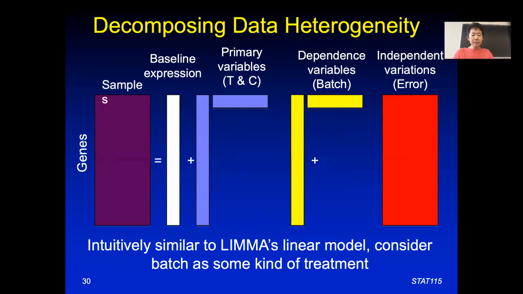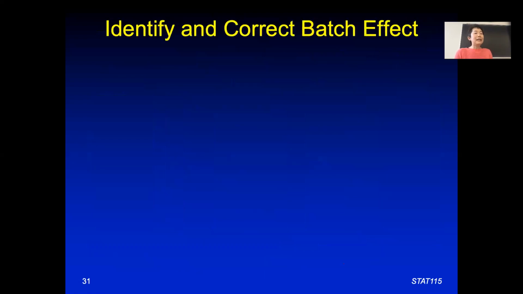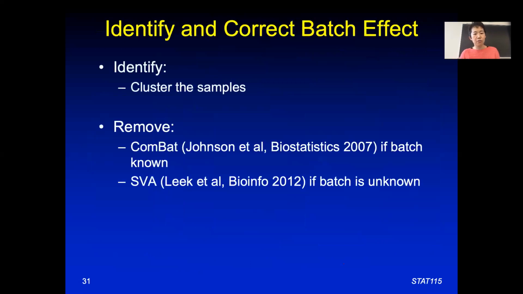Okay? So how do we detect batch effect? We use clustering. As we mentioned before, you can do k-means, you can do hierarchical clustering. You can see whether the different samples are clustered by the actual biological condition you want to compare, or they are separated by the batches. And if it's the second case, you know you have a batch effect that you need to remove.